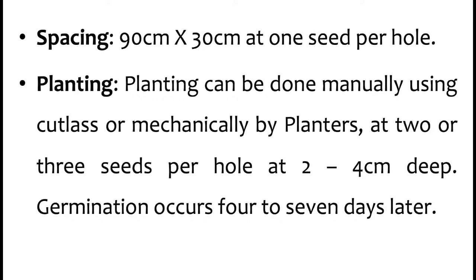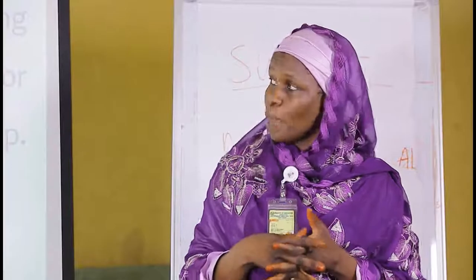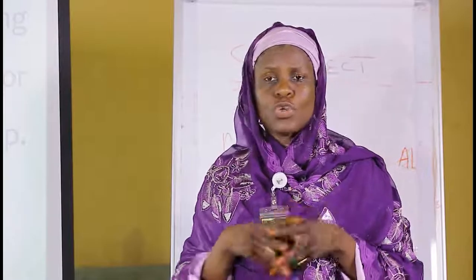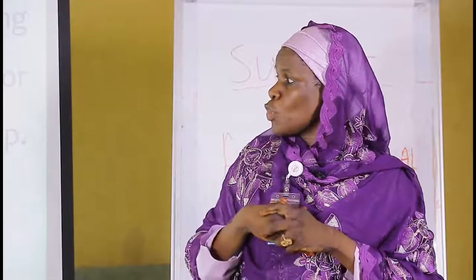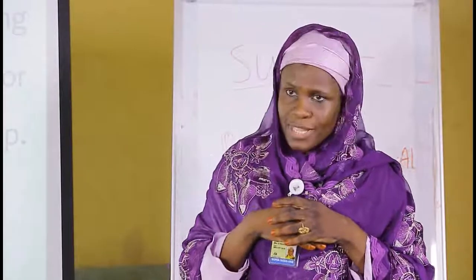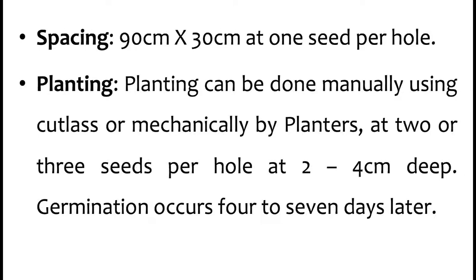The planting. Planting can be done manually using a cutlass or mechanically by planters. As I earlier mentioned, you can use your ordinary hoe or cutlass to plant the seed. And you can also do it mechanically, that is by the use of a planter. At 2 or 3 seeds per hole, at 2 to 4 centimeters deep. That is, the depth of the hole should be between 2 to 4 centimeters.